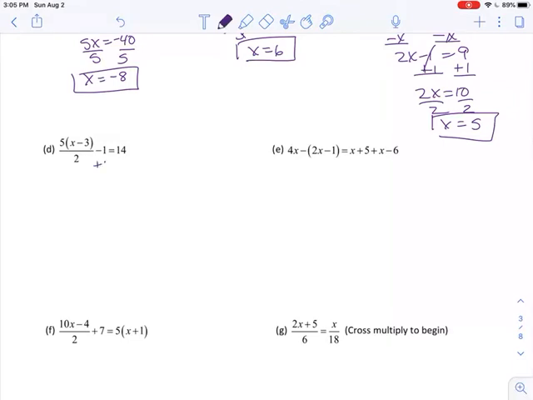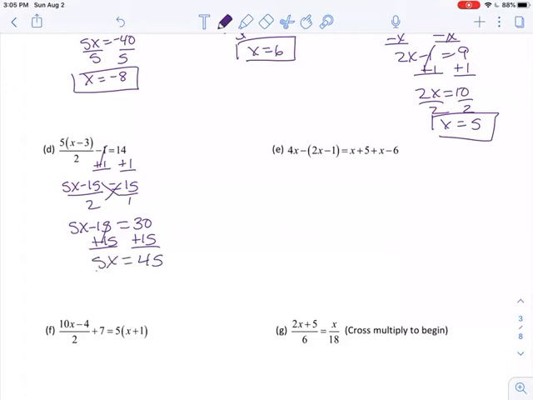So for D, I'm going to add 1 to both sides. I'll use that distributive property. 5 times x is 5x. 5 times -3 is -15. Now the easiest thing, I think, is just to throw 1 under there and cross multiply. 5x minus 15 times 1 is just 5x minus 15, and 2 times 15 is 30. I find that easier to do. So I'm adding 15 to both sides, divide by 5, x equals 9.